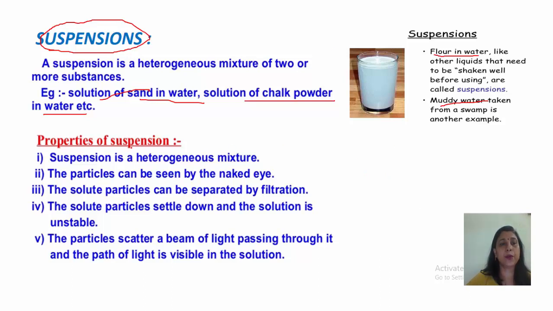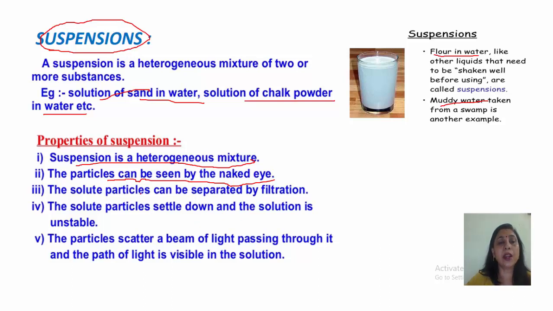Now, what are the properties of suspension? Suspension is a heterogeneous mixture. Heterogeneous mixture means the components or the constituents of the mixture are not uniformly present. The particles can be seen by the naked eye. This means the size of the solute particles in a suspension is quite large. It is larger than 100 nanometer in diameter. In solution, it was less than 1 nanometer, whereas in suspension, it is more than 100 nanometer in diameter.